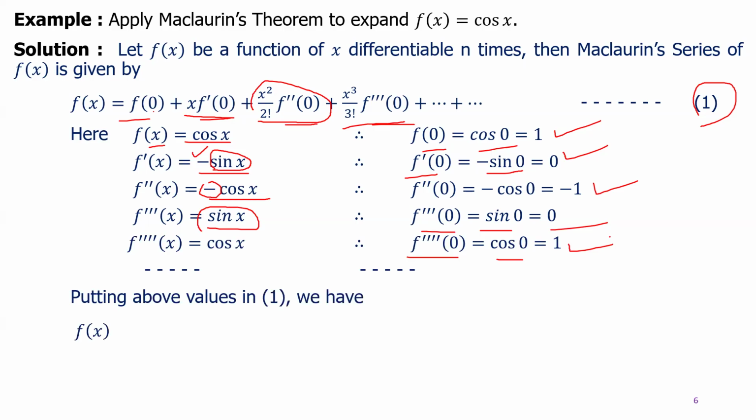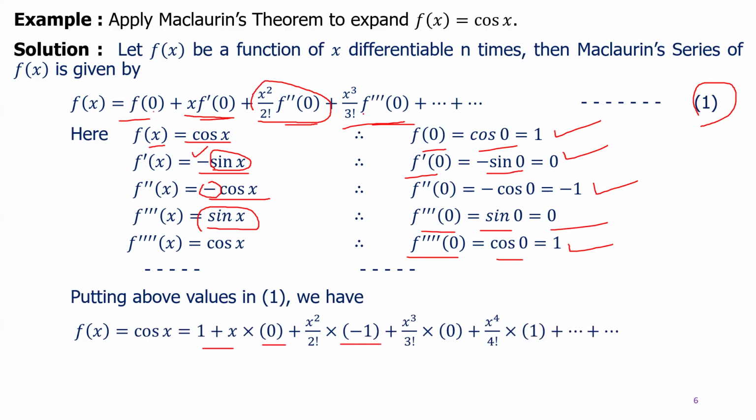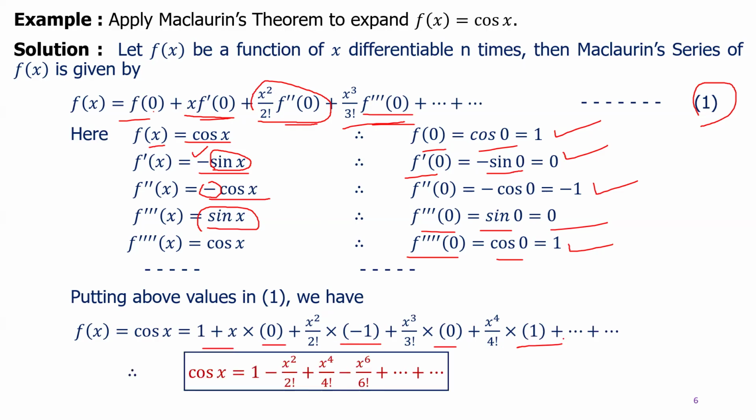So putting our values in equation number 1, we have f of x equal to cos x, f of 0 is 1, f dash of 0 is 0, f double dash of 0 is minus 1, f triple dash of 0 is 0, f fourth dash of 0 is 1, and so on. If we substitute all these values, we get cos x is equal to 1 minus x square upon 2 factorial plus x to the power 4 upon 4 factorial minus x to the power 6 upon 6 factorial plus x to the power 8 upon 8 factorial and so on. So clearly this is the expansion of the cosine function.